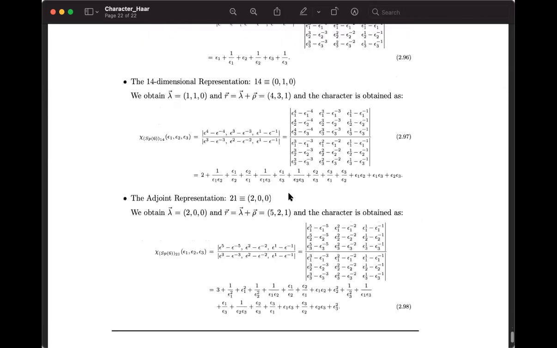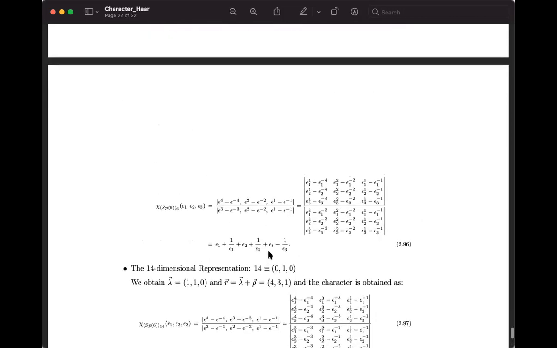I'm not going to discuss this in detail because it is repetitive, the same thing, and you should be able to calculate the character function and the Haar measure for different groups. So this encompasses the discussion about how to calculate the characters and the Haar measure for a given representation of particular groups, specifically for the compact groups. We have not yet discussed how to calculate this for the non-compact groups.